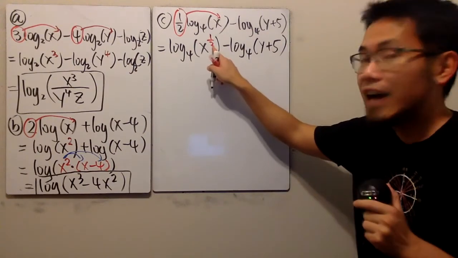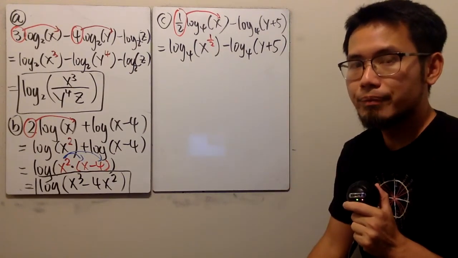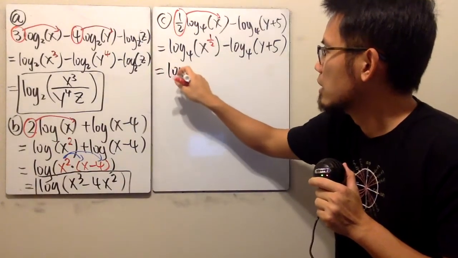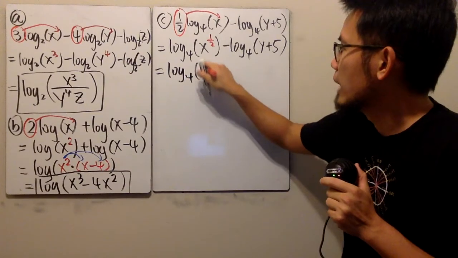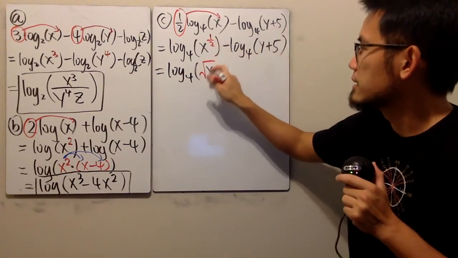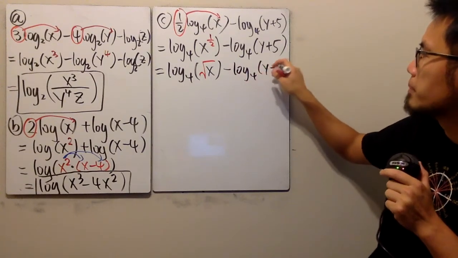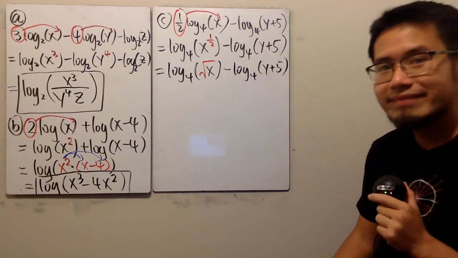Alright, here we have the half power. So what do we do with the half power? That turns out to be a square root. So let me just put that down. Log base 4 of, here we have the square root, and then the x inside. And then minus log base 4 of y plus 5, like this.